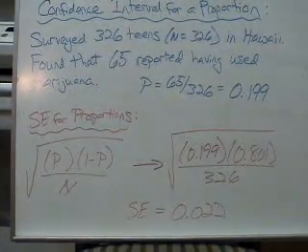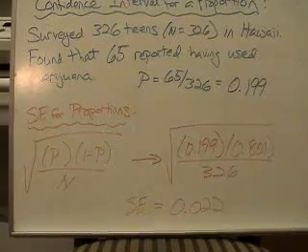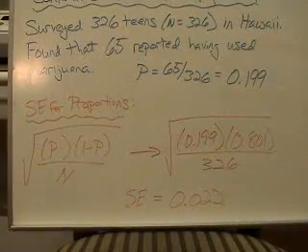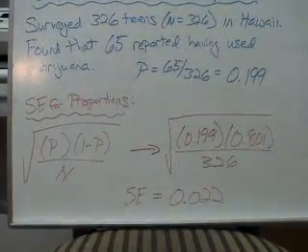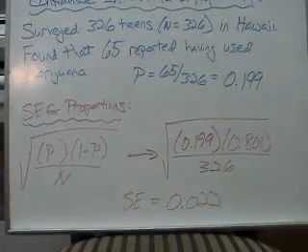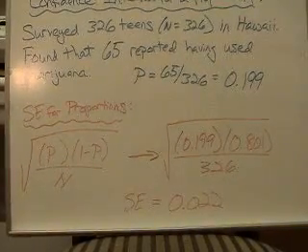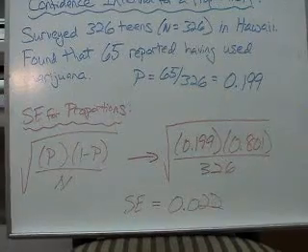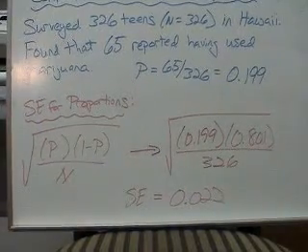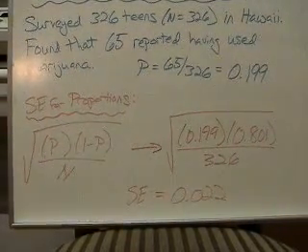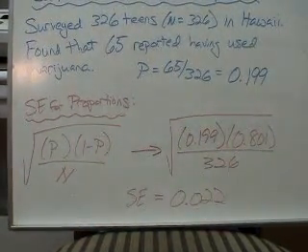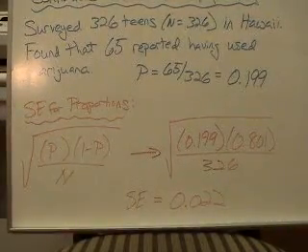Now remember, we have to get a standard error. The standard error formula for proportions is you take your observed proportion P times 1 minus P, divide it by your N size, and get the square root of that entire equation. So you have an observed P of 0.199 times 1 minus 0.199, which is 0.801, divided by 326. When you do that, you get a really small number, but when you take the square root of that entire equation, it gets a little bit bigger. It's still a small number, but the standard error ends up being 0.022.